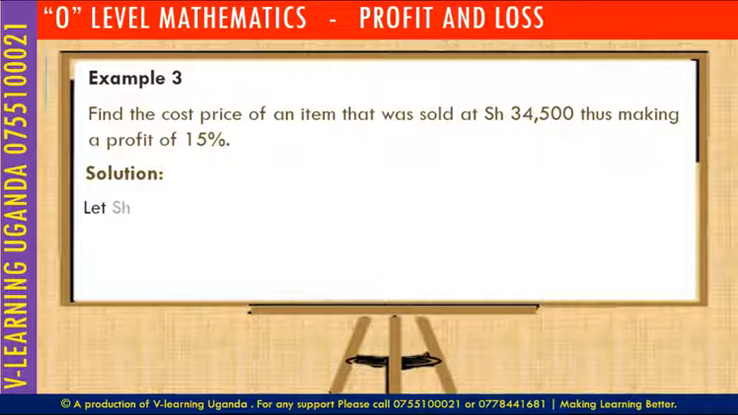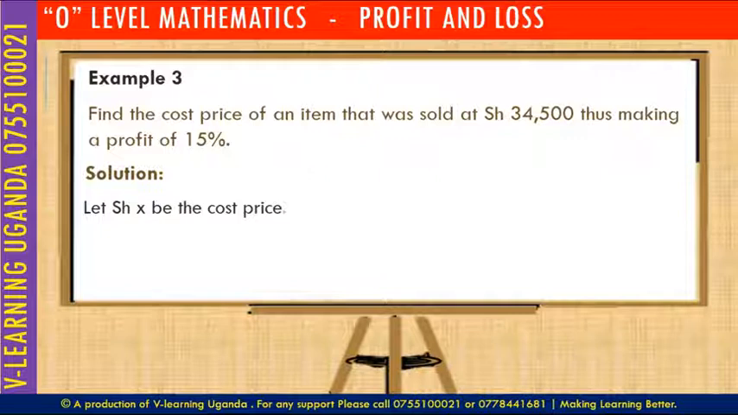So we have realized that in our earlier calculations, if you followed very well, in all cases, we had cost price. Yet cost price is a basis price for our calculations under profit and loss. Therefore, if they are asking now for cost price, and we have seen that we easily use it in our calculations, we will begin by letting it be some amount. So let X be the cost price that we are looking for.